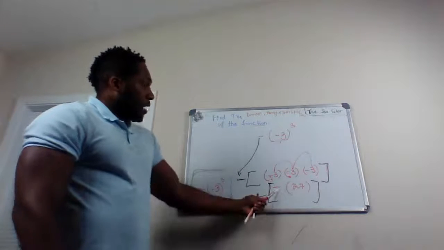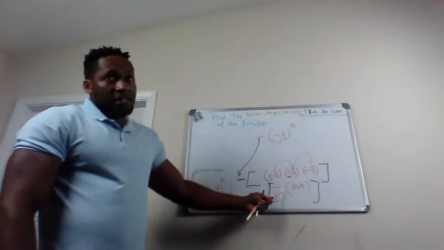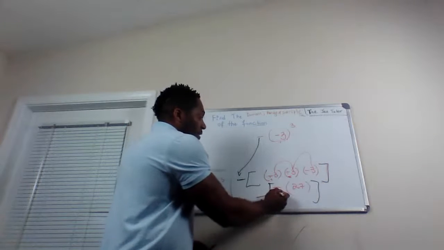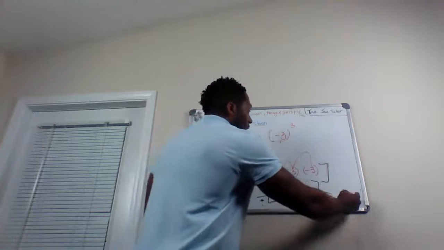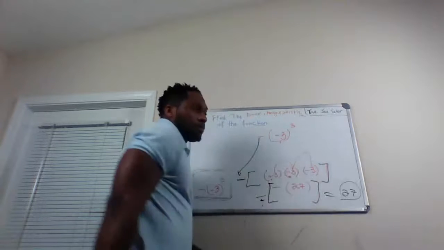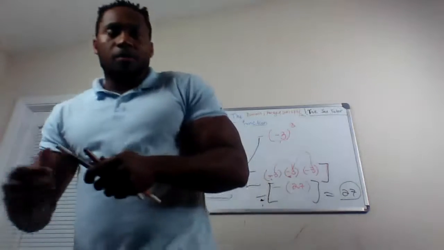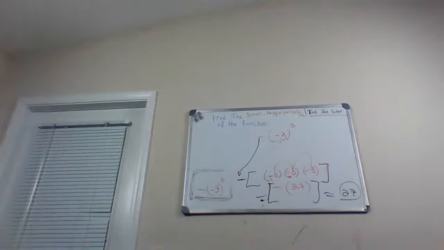Cool. Now, negative times a negative is a positive. So this negative times this negative gives you positive. So that would be 27. And that's how I would solve this. So I'll show you another way. Do you guys understand? Let me see if you understand.